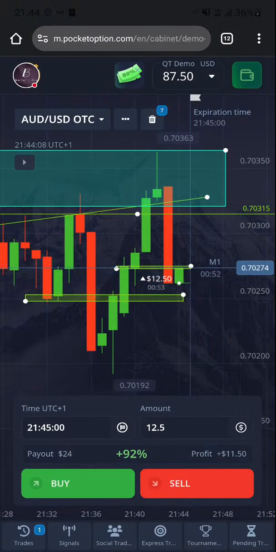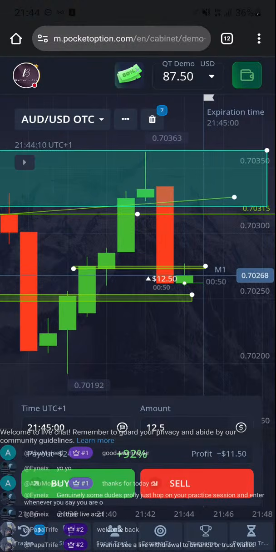Look at this now. We have an evening star pattern. We have a crossing and overlapping level.